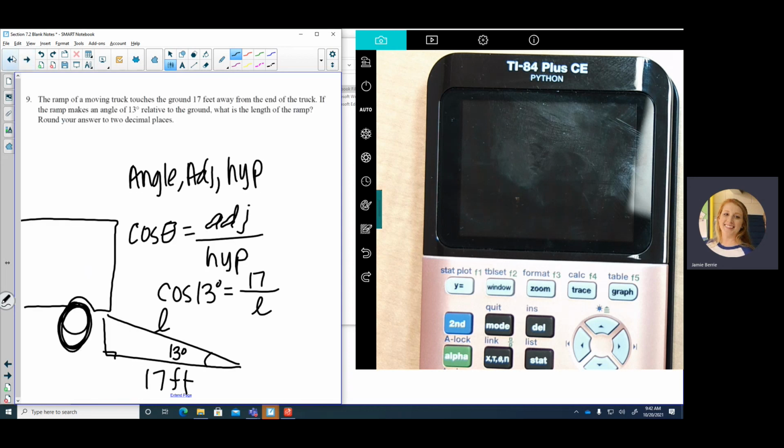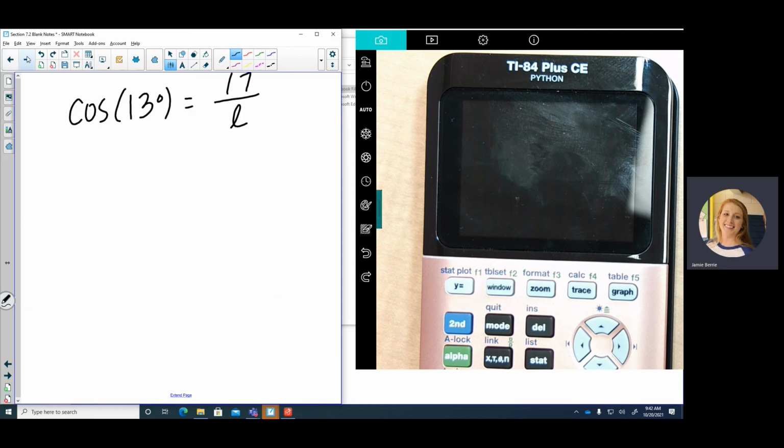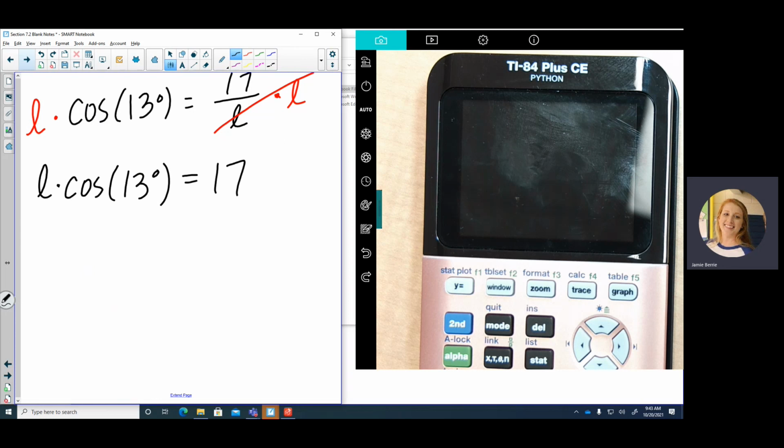Just check to make sure that was right. Yep, 17 over L. All right, so we haven't done one like this before where our variable was in the denominator. Let's look at what's going to happen here. We're going to start the same way. We're going to multiply both sides by the denominator, which is L. It's going to cancel out on the right-hand side. It's going to leave you with L times cosine of 13 degrees equals 17.